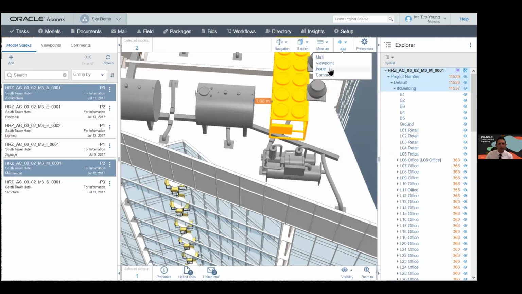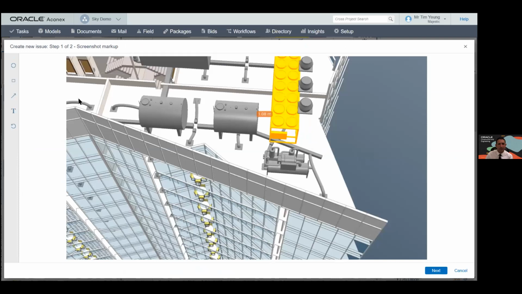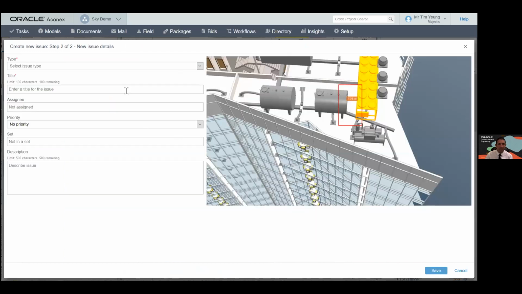Remember, we are still in the design phase, or we are already in the construction phase, and you are now just raising an issue and saying, hey team, please have a look at this and see whether this is acceptable. You can say this maintenance channel is too narrow.